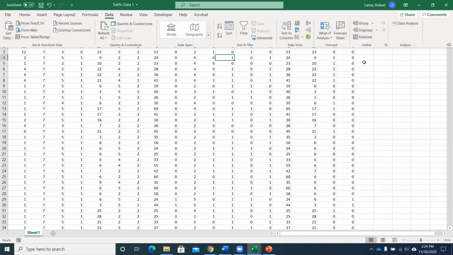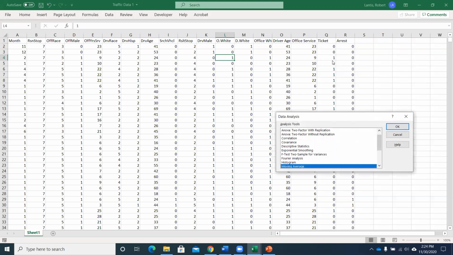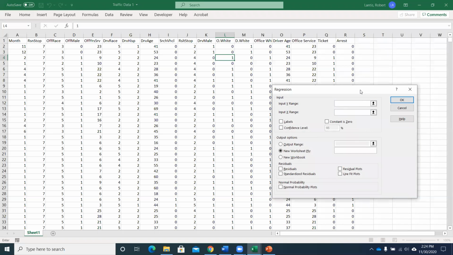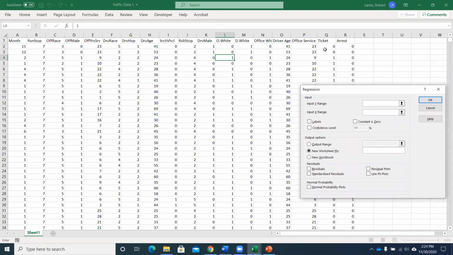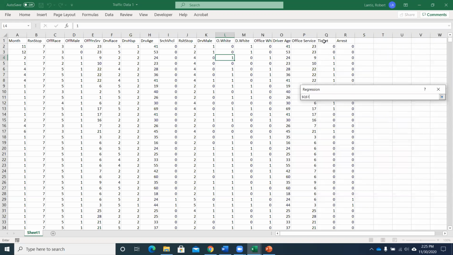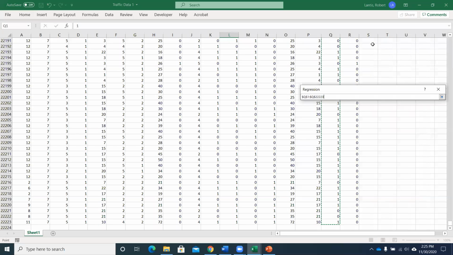Okay. So now that we have that in there under the Data tab, I'm going to go to Data Analysis. I'm going to scroll down to Regression, hit OK. What I want to do is look at whether or not receiving a ticket changes depending on the driver's age, the officer's years of service, and whether or not the driver is male. So I'm going to select this ticket variable, right? Did the driver get a ticket or not? So Control-Shift, or Command-Shift on a Mac, down arrow.